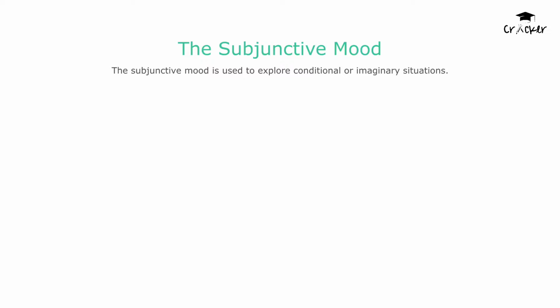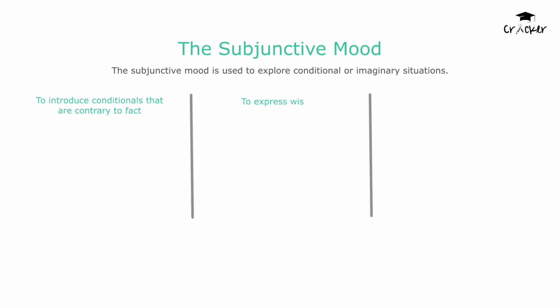The subjunctive is mainly used in three situations. A. To introduce conditionals that are contrary to fact. B. To express wishes. C. To express demands and suggestions. Let's break these down one by one.